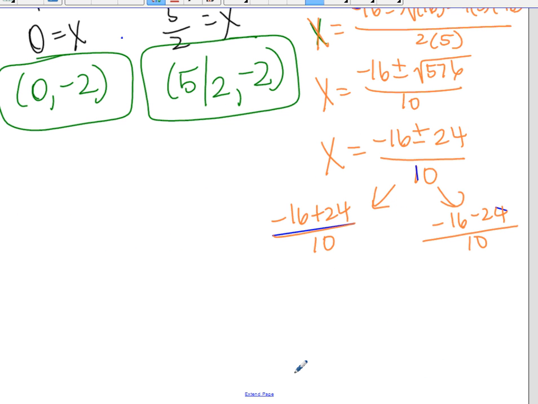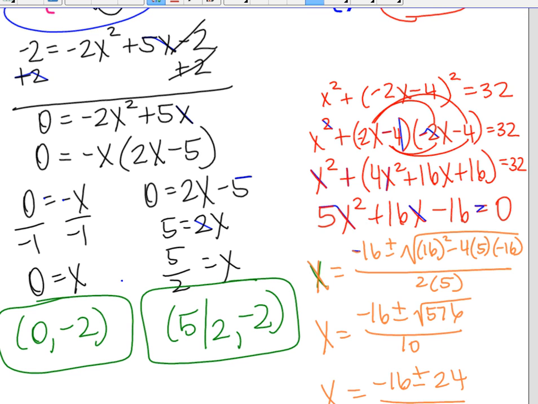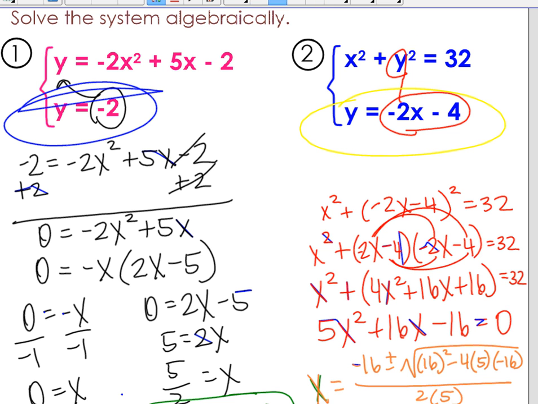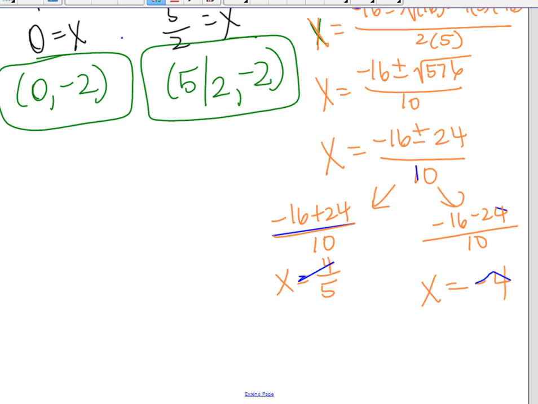So you get 4/5 over here, 0.8. And over here, you get -4. So now you need to take those and substitute them back in. Again, I'm going to use the easier one, y equals -2x minus 4. So y equals -2 times 4/5 minus 4. Now, -4 over here.